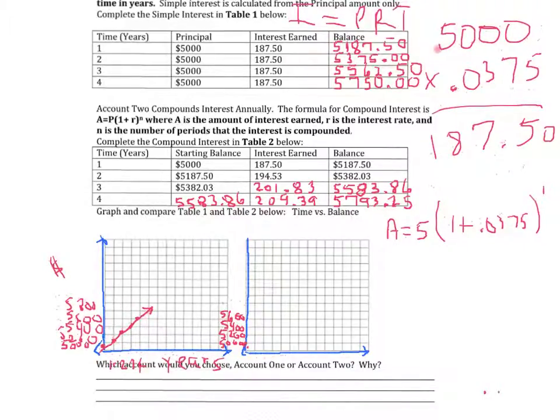and that gave us a new balance of $5,382.03, and then we took that new amount, $5,382.03, found the interest of that again, multiplying times 0.0375, and that ended up adding on $201.83, which brought up the new balance to $5,583.86.